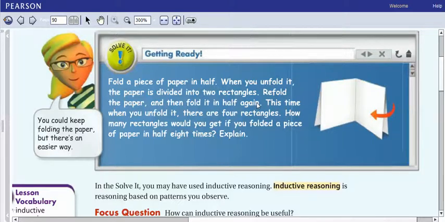Refold it, crease it, fold it in half again, and crease it. So you've folded it twice. Open it up. How many rectangles do you have? So we folded it once, and we produced 2. We folded it twice, we produced 4. Now, fold it 3 times and make a prediction about how many rectangles there's going to be. Fold it 3 times and then unfold it and count them.